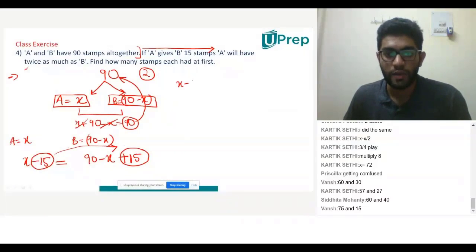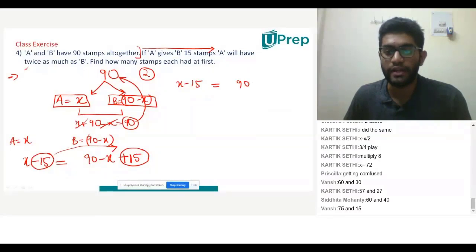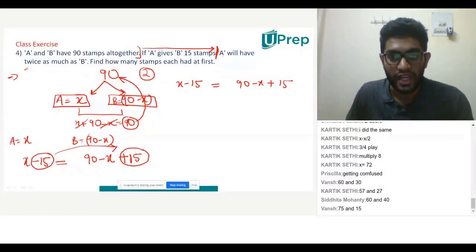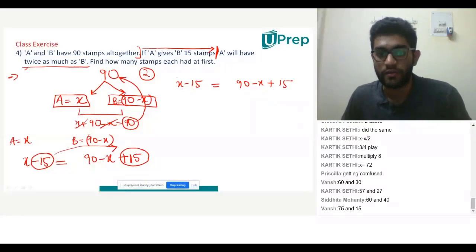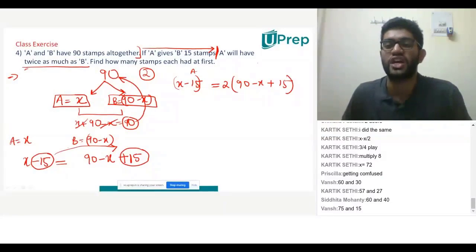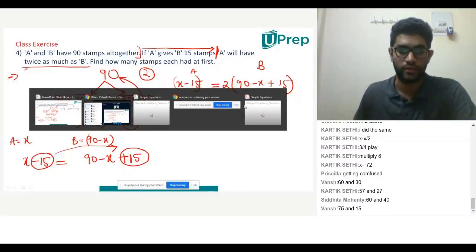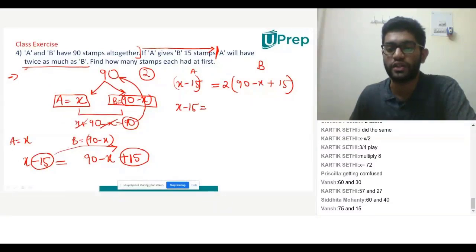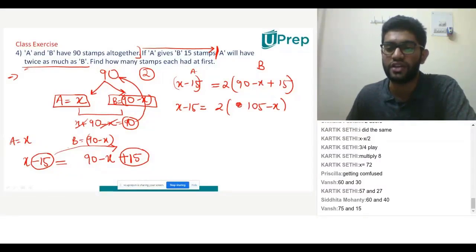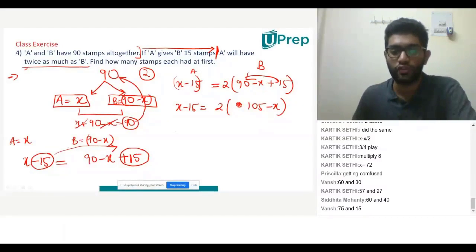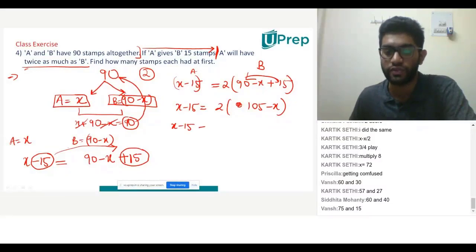Now he says X minus 15 is A, and 90 minus X plus 15 is B. He says when this happens, now let's read the last part. A will have twice as much as B. That means A is equal to 2 times B. Is this clear, guys? So what is it? X minus 15 is 2 of 105 minus X. I've just added these two, nothing else. Now if I solve, it is simple. X minus 15 is 210 minus 2X.